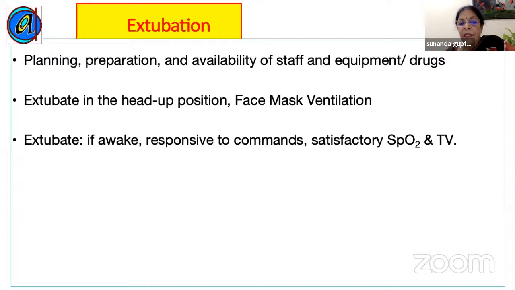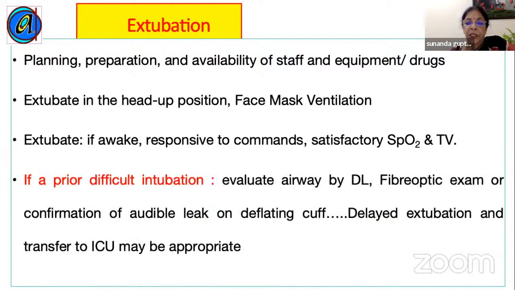Only extubate. You should not be in a hurry unless the patient is awake, responding to your commands, and there is satisfactory SpO2 and tidal volume. Now, if it had been a difficult intubation early on, you deflate the cuff and find out if there is an audible leak. If there is no audible leak, it means there is significant edema of the larynx, and you should delay extubation and send the patient to the ICU.